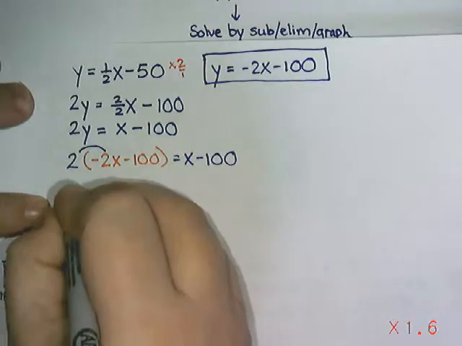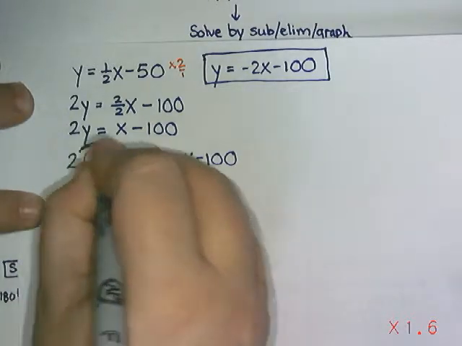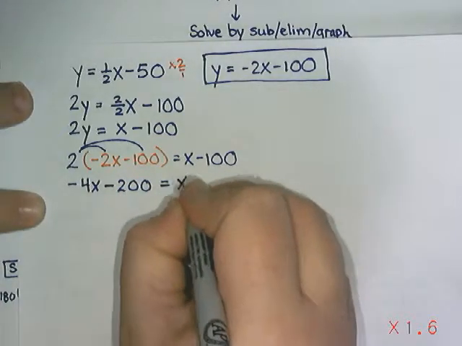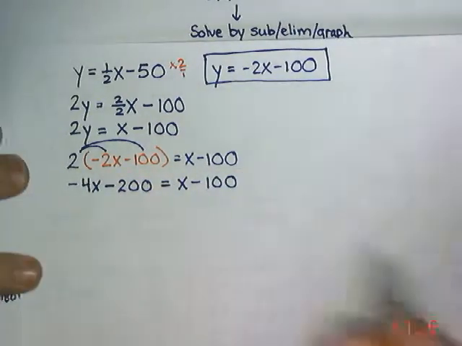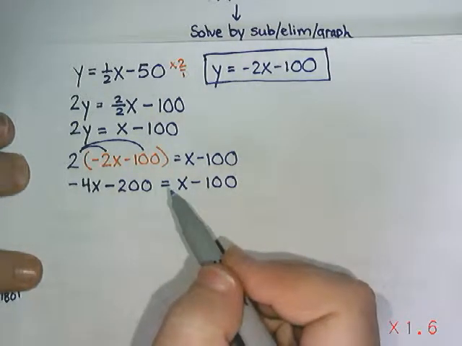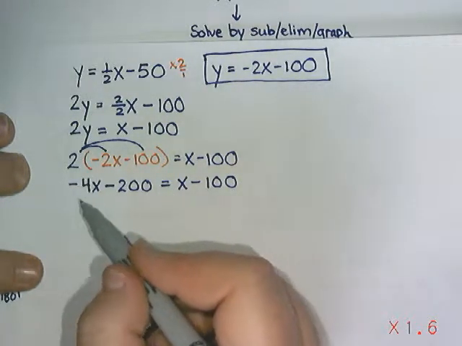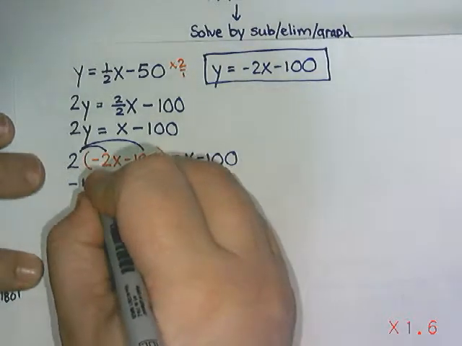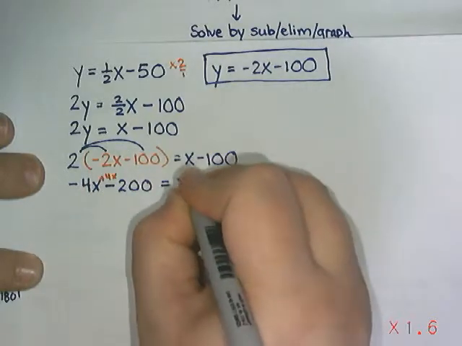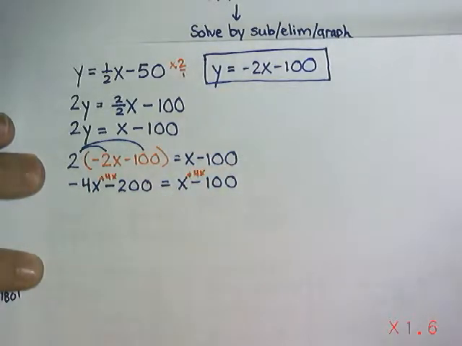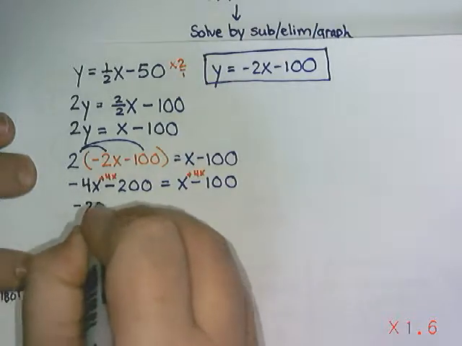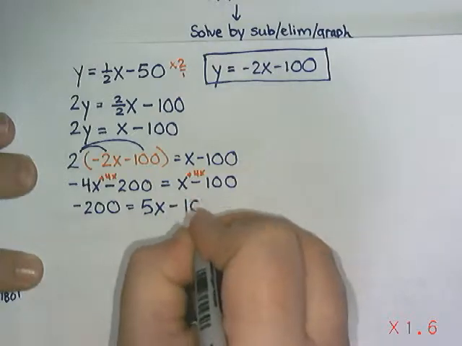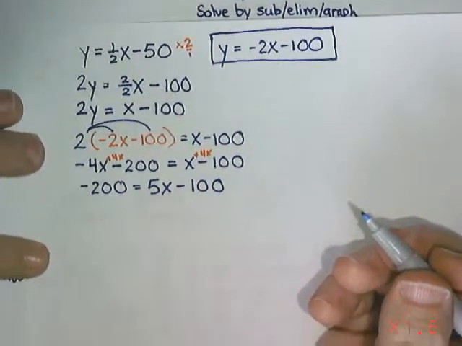So 2 times -2x is -4x. 2 times -100 is -200. And that still equals x take away 100. We need to move one of the x's to the opposite side. I like to move the smaller one. So -4 is smaller than +1. So I am going to add 4x to both sides to cancel that out. So I get -200 equals 5x take away 100, since 4x plus 1x is 5x.